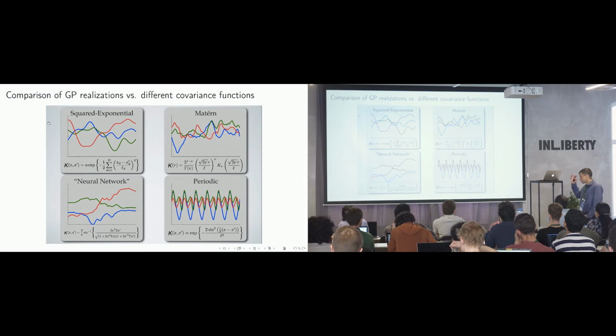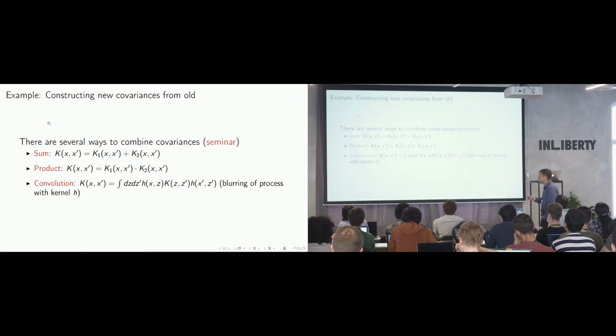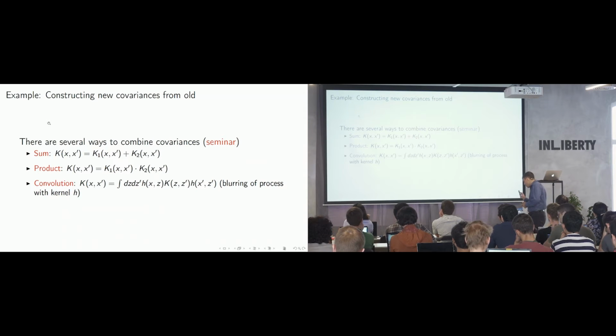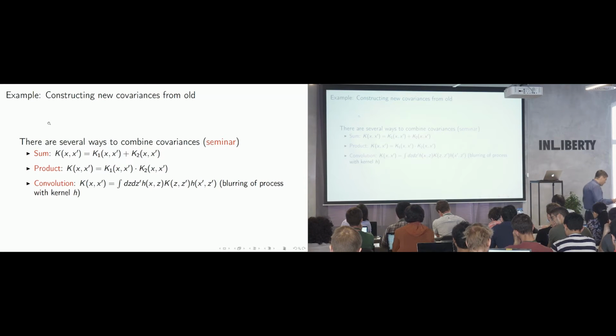Moreover, I can compose different classes of covariance functions by combining existing ones. So I can sum covariance functions, I can multiply covariance functions, I can calculate convolutions of covariance functions. And in this way, I can obtain very complex types of stochastic processes with different properties in different locations of the input domain.